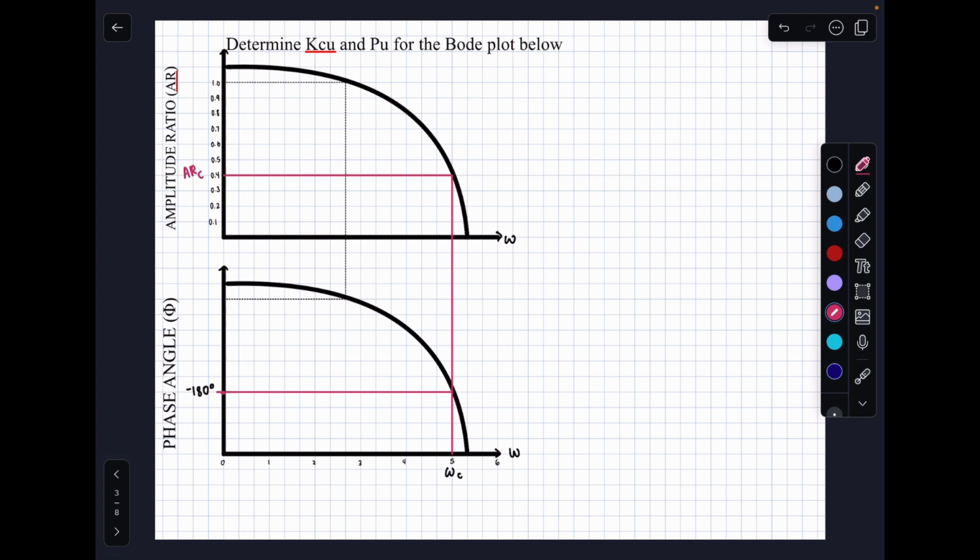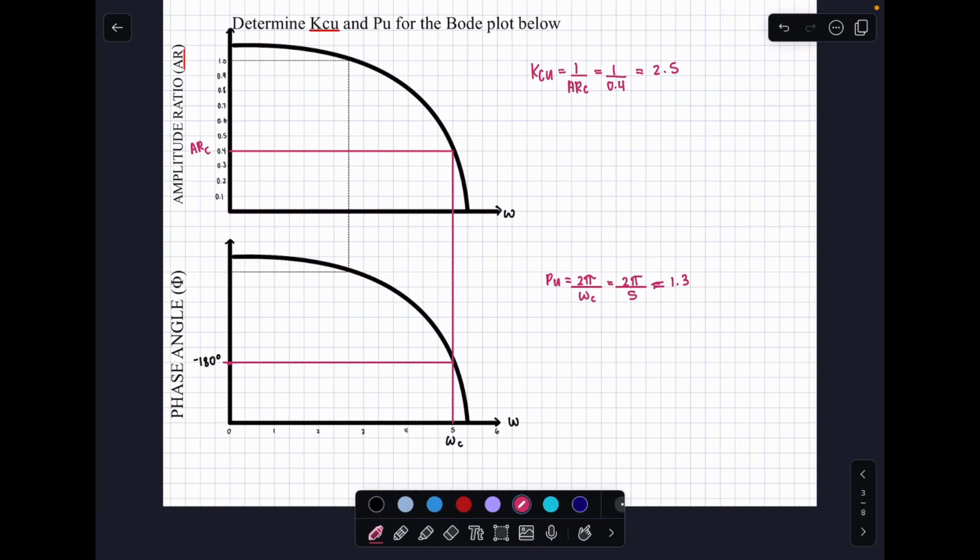So to determine our ultimate controller gain, we take 1 over our critical amplitude ratio, which is 1 over 0.4 in our case, which is equal to 2.5. And then to find our ultimate period, we take 2 pi over the crossover frequency, which is equal to 2 pi over 5, which we found here, and then that is equal to about 1.3.